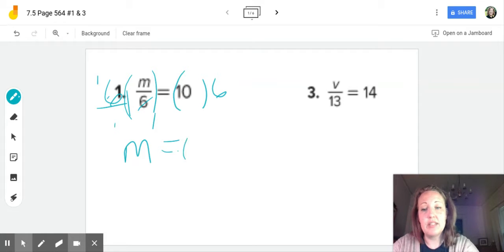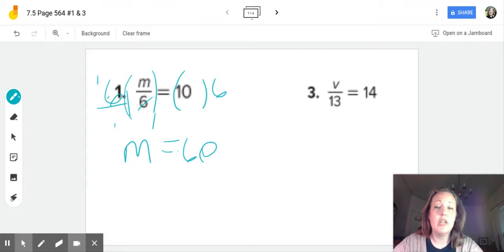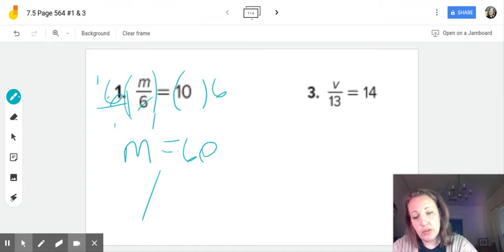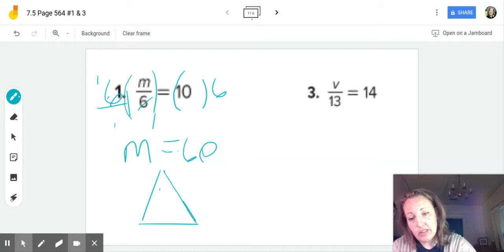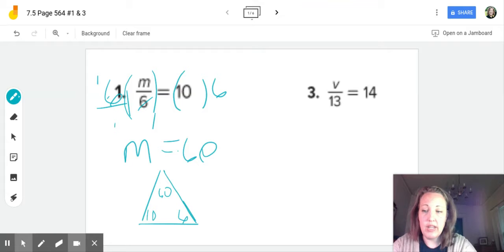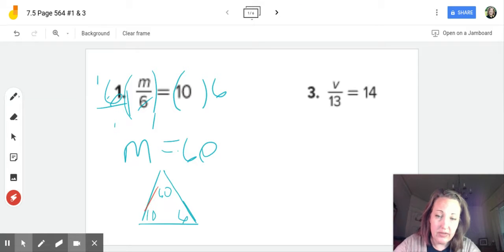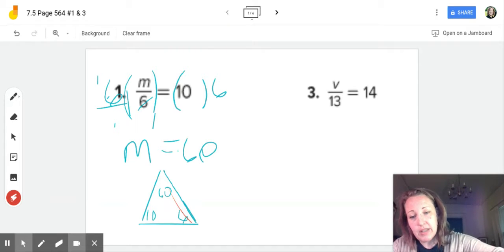And 6 times 10 is 60. Think about that fact family, right? That triangle. The triangle in elementary school looked like this. And you had, for this one, it might have a 60 on the top, and then it might have a 10 here and a 6 here. And you knew that 60 divided by 10 is 6. 60 divided by 6 is 10, and 10 times 6 is 60.